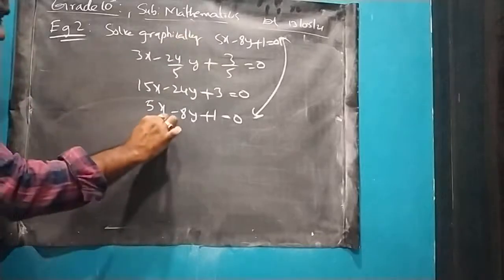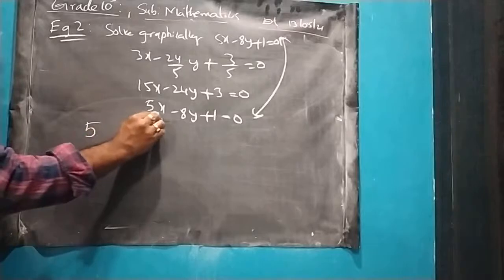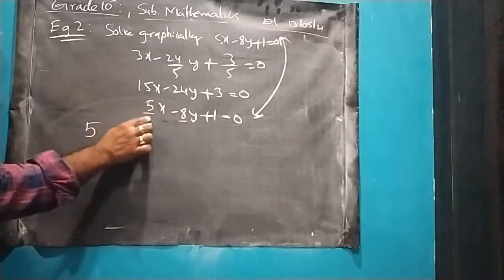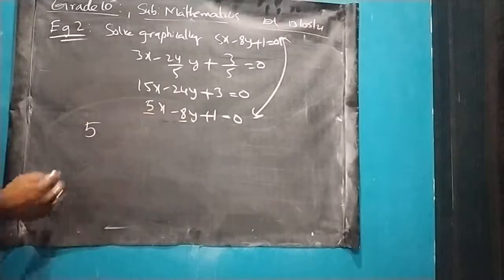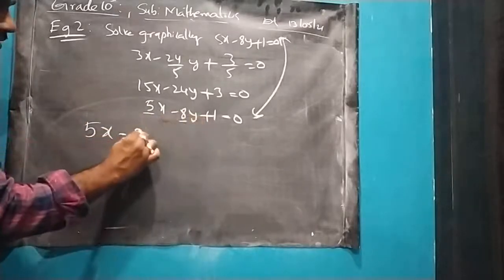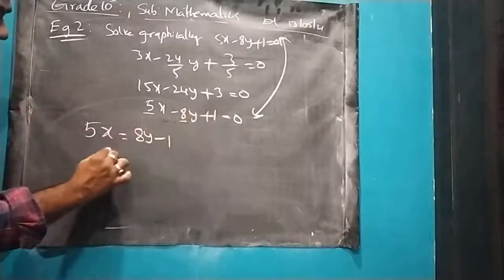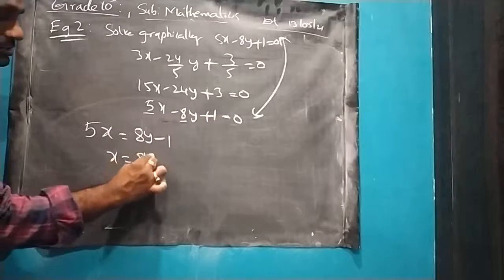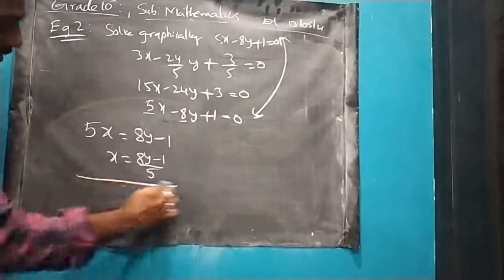We are going to take only one equation, no doubt about that. So 5x, between 5 and 8, our better option is 5. Why? Because 5 we can easily take as the option, but 8 will take some calculation. So 5x is equal to 8y minus 1, minus 8y transposed, plus 1 also transposed. So x is equal to 8y minus 1 by 5. Now we require 2 points.